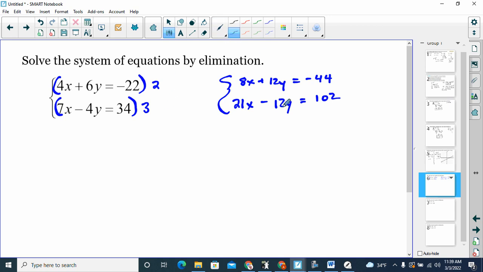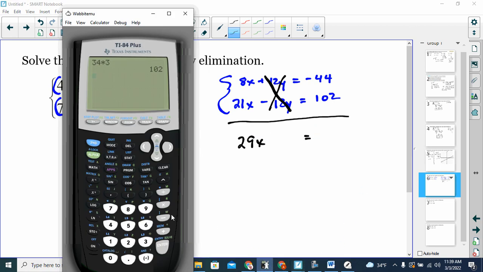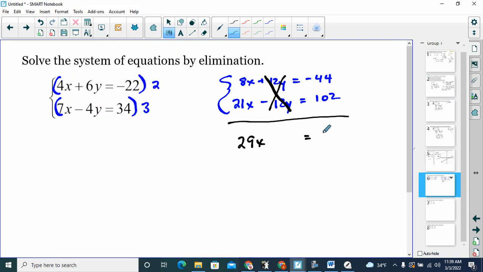So from here, 12y minus 12y, that cancels. I'm adding my equations together. 8x plus 21x gives me 29x. And 102 minus 44 gives me 58. Divide both sides by 29. Gives me x equals 2.